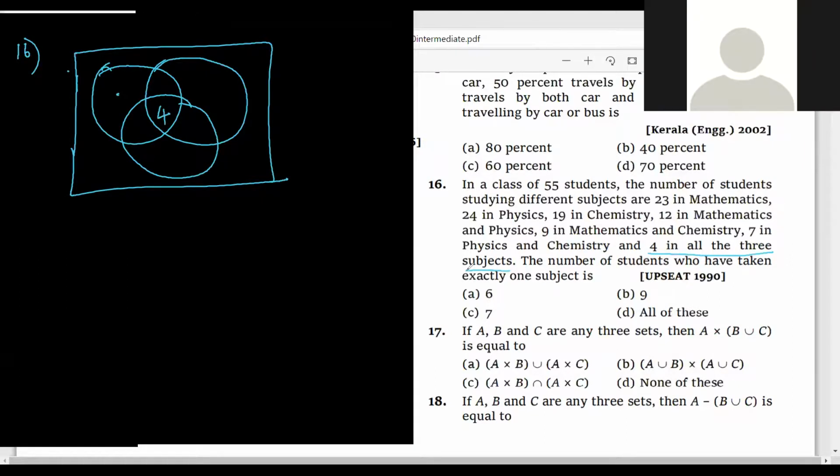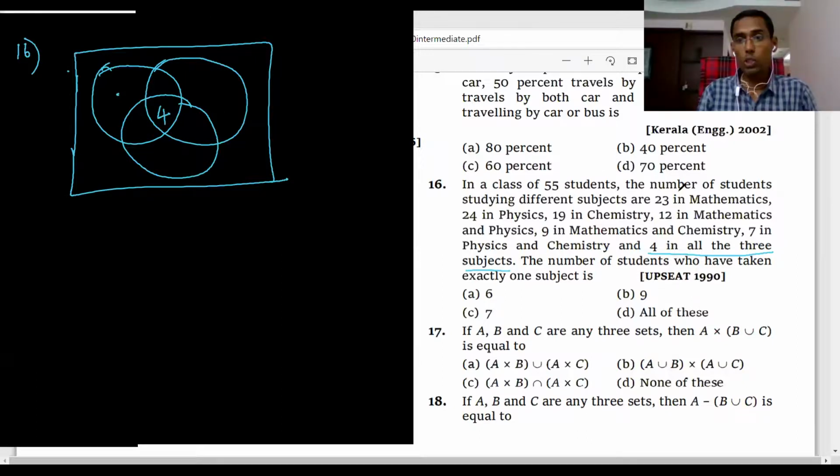Okay, so this is in a class of 55 students. The number of students studying different subjects is given. 4 students study all the 3 subjects. That means all the 3, they are in A, they are in B, they are in C. You see here like this. So that 4 is here.